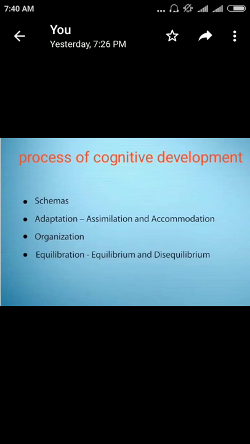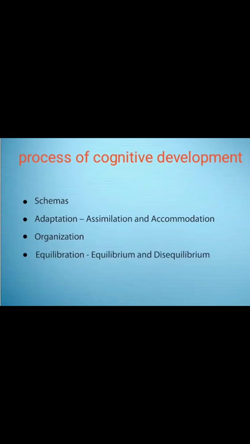Now, Piaget's cognitive development is mainly based on four different facts. Number one, schema formation. Second is adaptation, which can be studied under two subheadings: assimilation and accommodation. Number three, organization. And number four is disequilibration, which can be further classified into two subheadings, that is equilibrium and disequilibrium. So let's first understand schemas. What does it actually refer to?